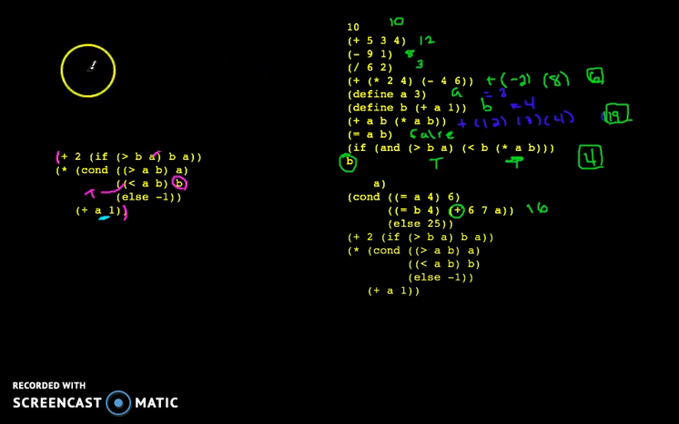Alright, so add 2 to whatever this evaluates to. So this says, if B is greater than A, return B. If not, give us A. So B is greater than A, we come back here, B is 4 plus 2 and 4. This whole thing is going to give us 6. Cool, so that's done.